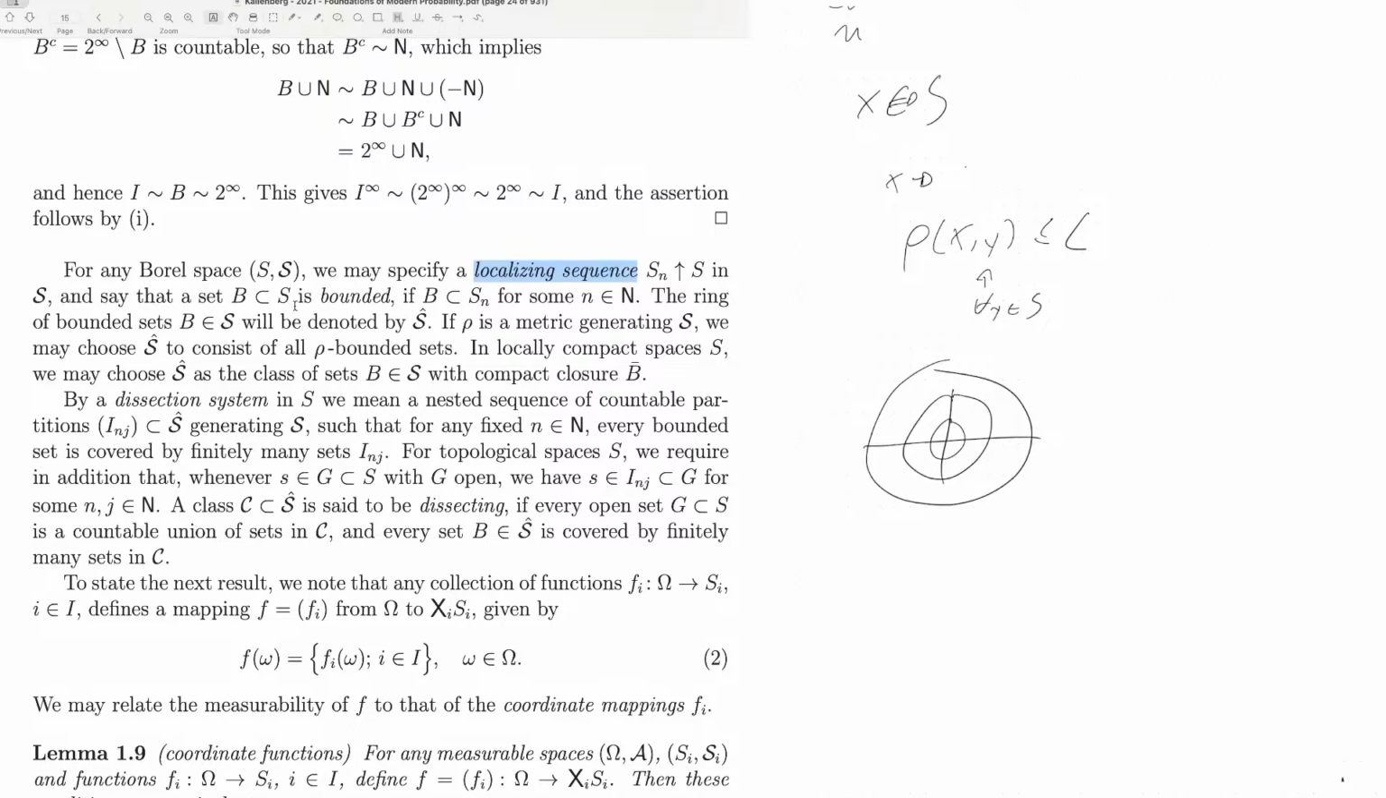And we say that a set B is bounded if B is in S sub n for some n. So if your set is bounded, eventually it'll be in one of these circles. That's interesting. The ring of bounded sets B in S will be denoted by S hat. Good, fair enough. If rho is a metric generating S, we may choose S to consist of all rho bounded sets. Fine.